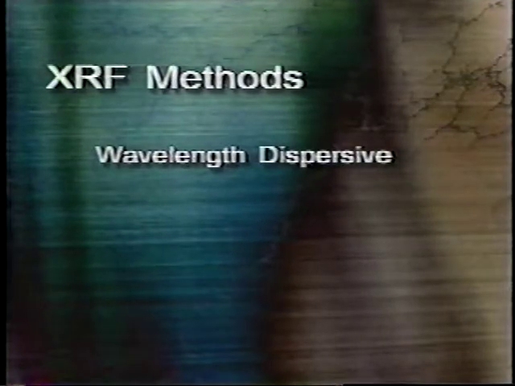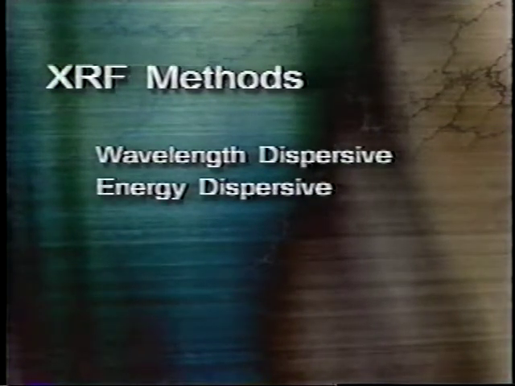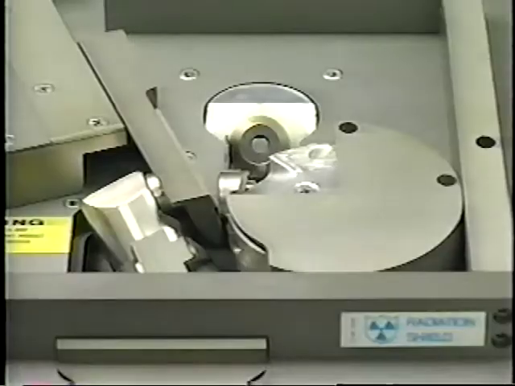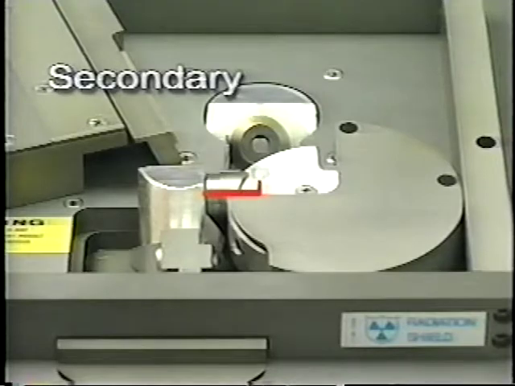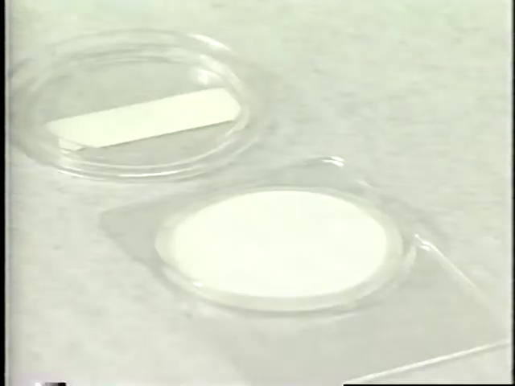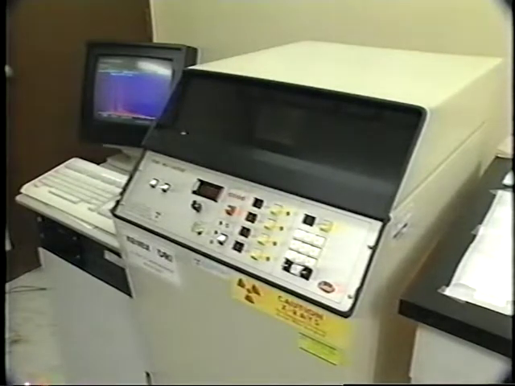XRF methods can be broadly divided into two categories: wavelength dispersive, which utilizes crystal diffraction for observation of fluorescent X-rays, and energy dispersive, which uses a silicon semiconductor detector. XRF methods can also be categorized by the excitation method used, direct filtered excitation or secondary target excitation. XRF is usually performed on Teflon membrane filters with an energy dispersive XRF analyzer.